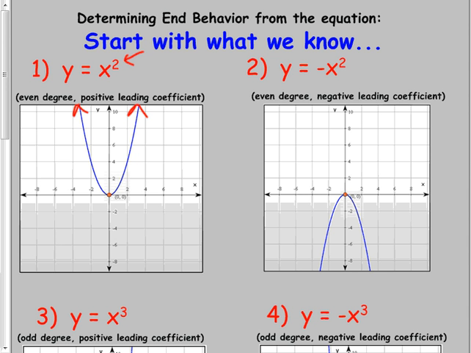Because it's positive, and if it starts with a positive, it has a happy ending. Okay, goes up on the right, and if it's going up on the right, it has to be going up on the left because they both have to be the same. How about this one? Why is it going down on the right?